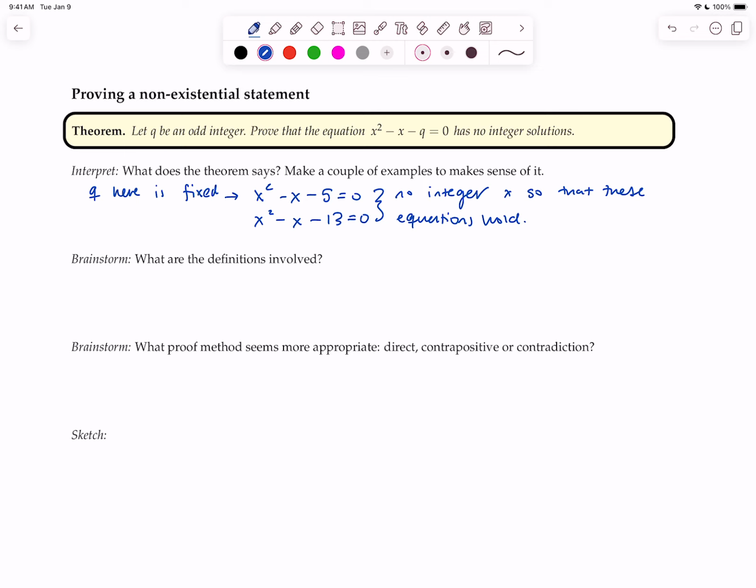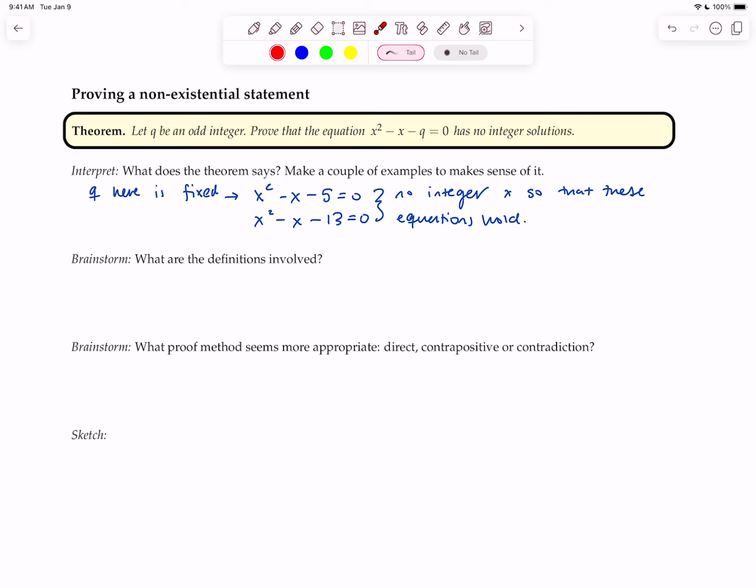Right? So we know from calculus and pre-calculus that these quadratics always have at most 2 real solutions. And what this is saying is that those solutions, if they exist, are never going to be integers. There does not exist an integer that you could plug in for x so that this is true. There's no integer I could plug in for x squared minus x minus q so that I get 0 out. Okay. So what are some of the definitions involved?